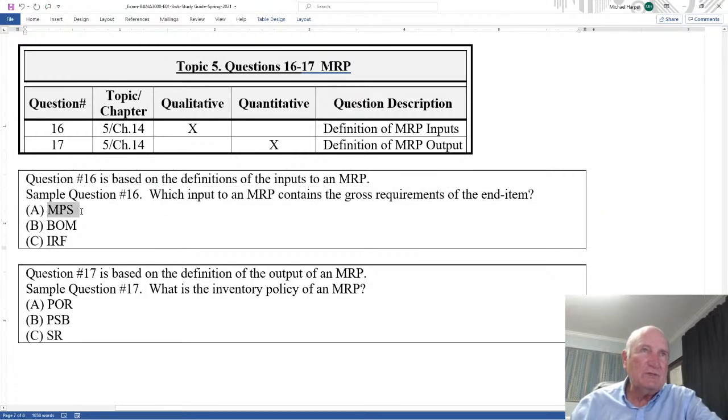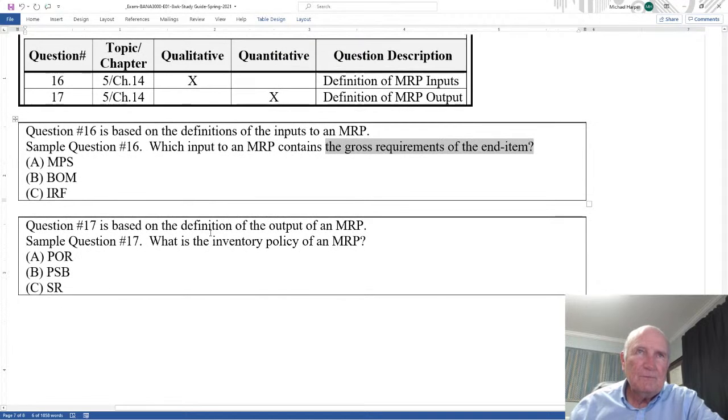You have the master production schedule, bill of materials, inventory records file. These will be the 3 answers, but on the exam, I will describe something and say, which one of these is it? So come knowing the definition, or have it prepared. Here's a definition of those three things, and know how to identify it.